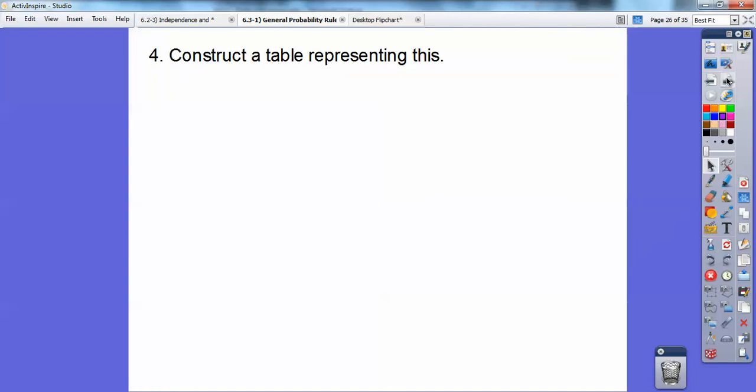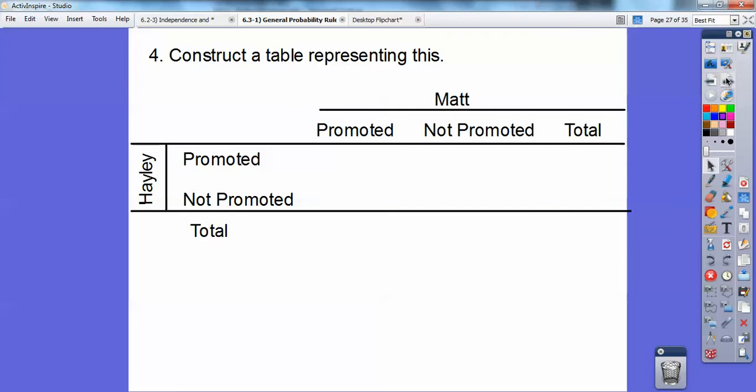And then last, construct a table that represents this. So I'll help you build this. I struggled with this until I saw something like this, and it fell apart after this. Okay, so here we have Matt promoted, not promoted, and Haley over here is promoted, not promoted, and we got the totals on the rows and the columns here. Okay, so we know this part right here. Haley getting promoted, her total is 0.7, and Matt's total is 0.5 for getting promoted. And for them both getting promoted is that 0.3 right there.